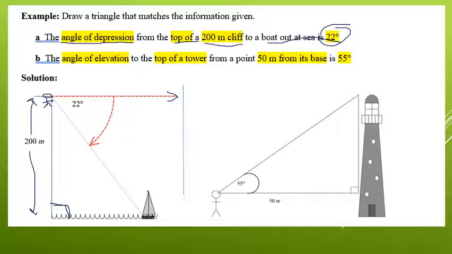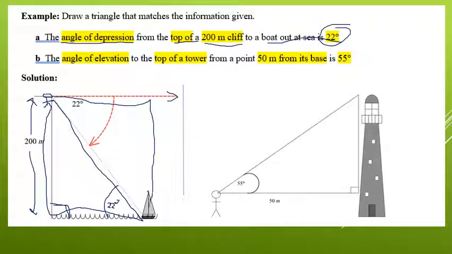If I wanted to use this triangle inside here, then I would have to write 22 degrees in here. Or I could have used this triangle out here, and the 22 degrees is already in there. That would be the right angle up there, and this length here is still 200 from here to here. It's still the height of the cliff. So you can use either triangle.